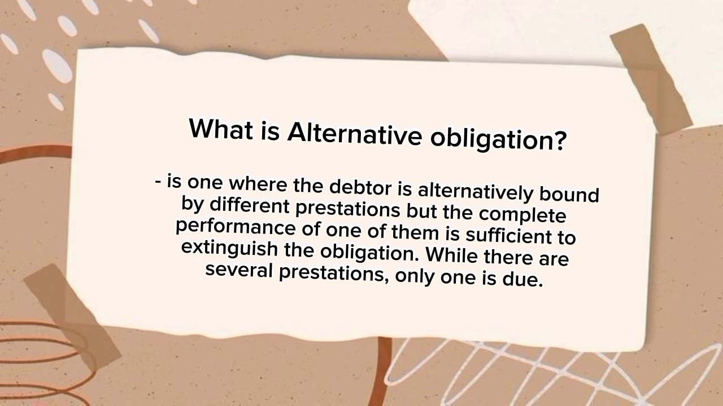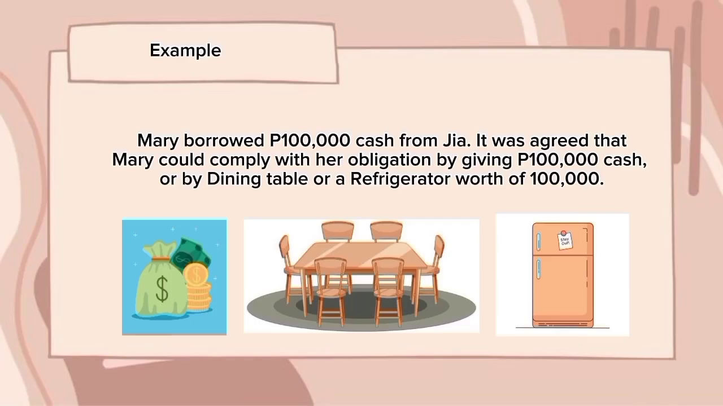Ibig sabihin, may ilan sa mga bagay na dapat ibigay, ngunit isa lamang ang sapat upang matupad ang obligasyon. Habang may ilang mga prestation, isa lang ang dapat bayaran. Example, Mary borrowed 100,000 cash from Gia. It was agreed that Mary could comply with her obligation by giving Gia 100,000 cash or a dining table or a refrigerator worth 100,000. Sa halimbawa, si Mary ay nanghiram ng pera kay Gia.